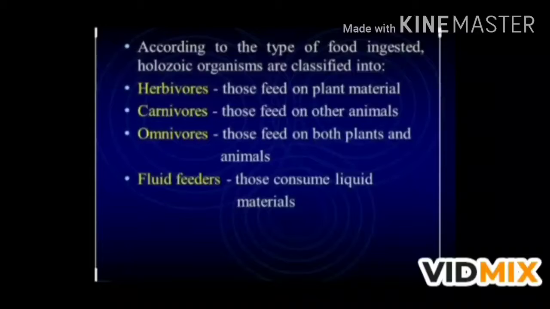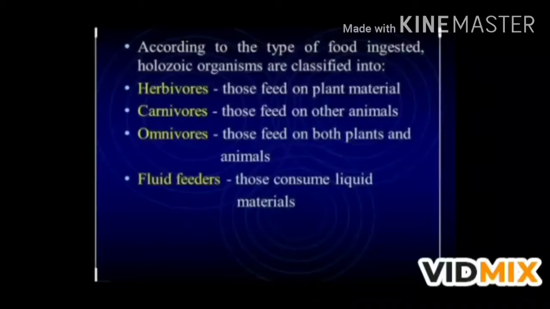Herbivores, plant eaters. The animals which eat only grass, plants or plant products are called herbivores. Examples: elephant, camel, cow, deer, goat, grasshopper, etc. are herbivores. Next is carnivores or meat eaters. The animals which eat meat or flesh of other animals are called carnivores. Examples: lion, tiger, jackal, hawk, frog, snake, vulture, lizard are carnivores.